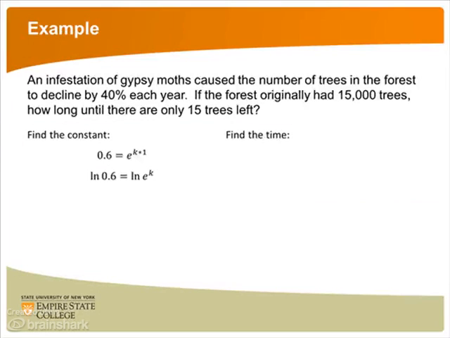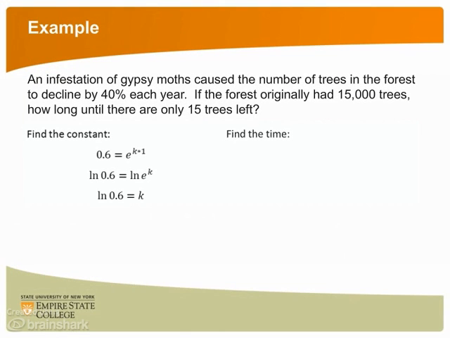We take the natural logarithm of each side of the equation. Because natural logarithm and e raised to a power are inverse functions, they cancel each other out. We are left with the natural logarithm of 0.6 equal to k. Using a calculator, we find that k is approximately equal to negative 0.5108. Now that we know the constant k, we can plug in our information to find the time.